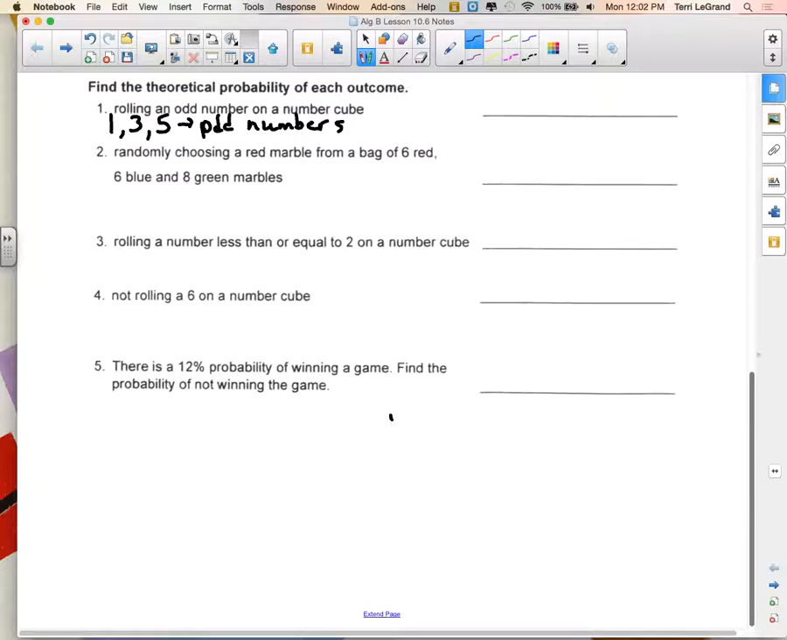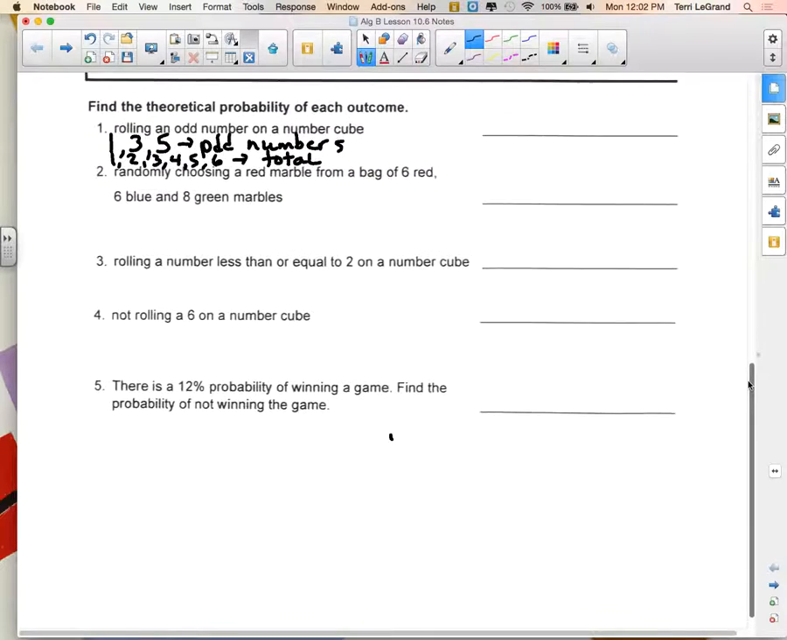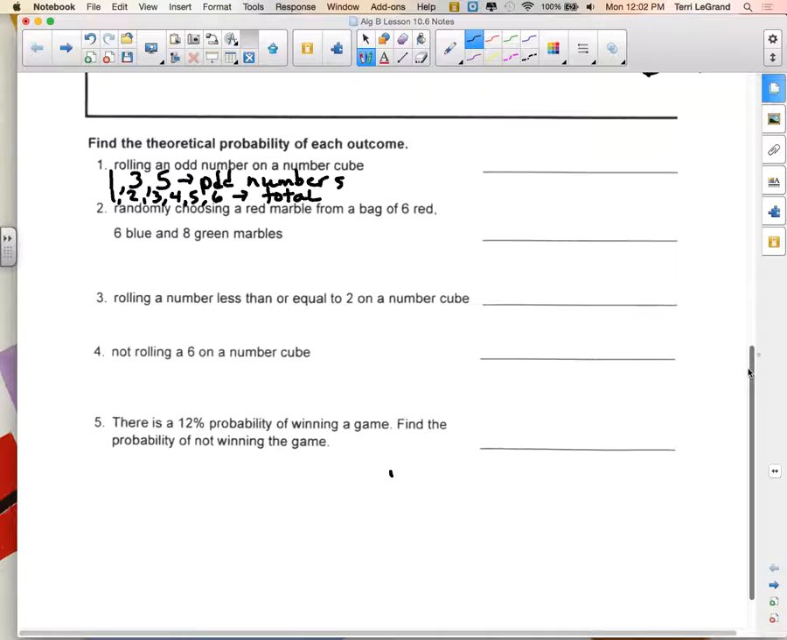And there's a 1 through 6 on the dice, right? 1, 2, 3, 4, 5, 6. Those are the total, or in other words, those are how many actual numbers are on the number cube. So then, if we have 1, 3, and 5, we can say that's 3 out of 1, 2, 3, 4, 5, 6. So this is supporting our answer here, folks.